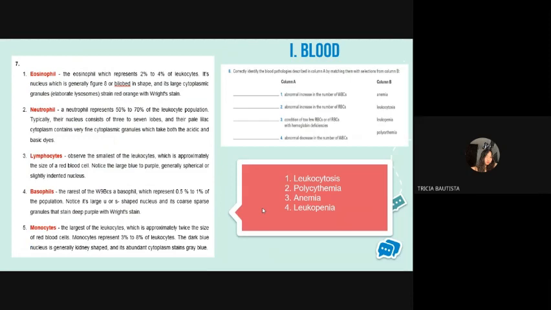Okay, number 8. Correctly identify the blood pathologies described in column A by matching them with selections from column B. So in number 1, abnormal increase in the number of white blood cells, we have leukocytosis. Number 2, abnormal increase in the number of red blood cells, we have polycythemia. Number 3, condition of too few RBCs with hemoglobin deficiencies, the anemia. Number 4, abnormal decrease in number of white blood cells, which is leukopenia.